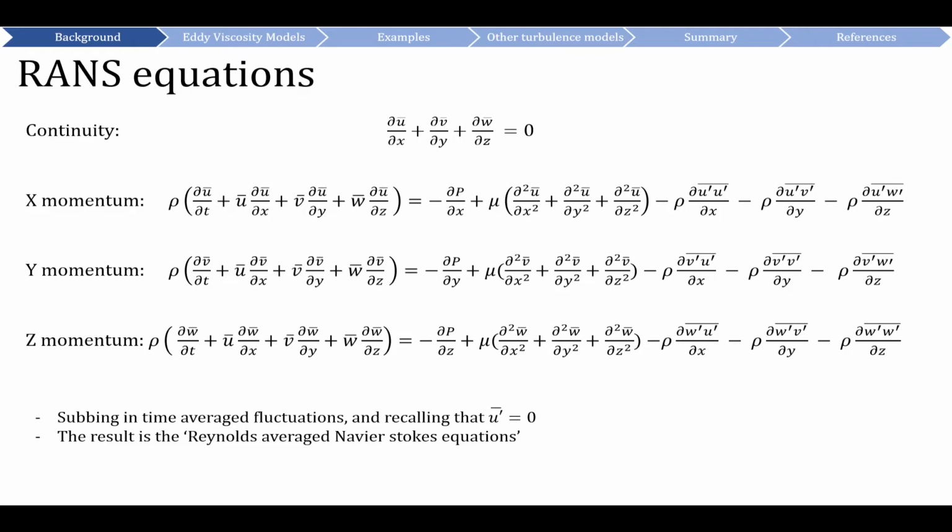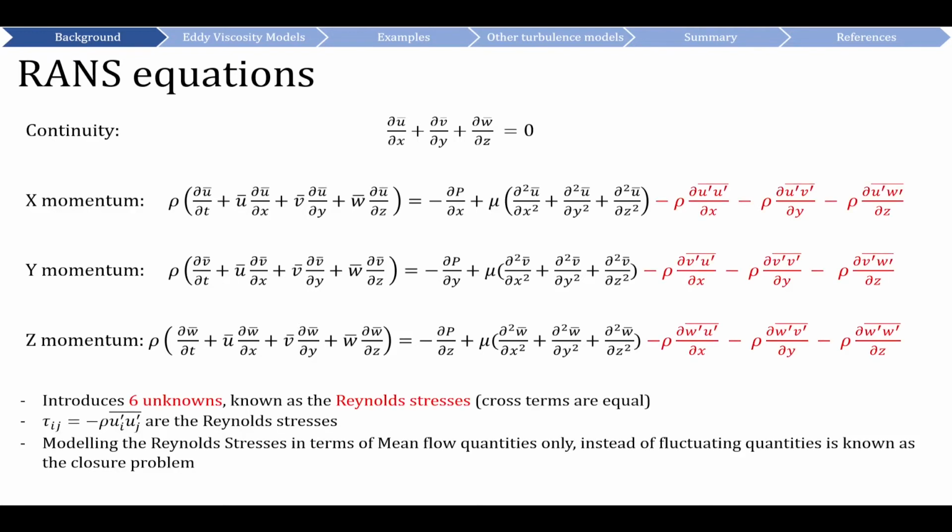In doing this decomposition into mean and fluctuating components, we introduce these extra unknown terms. Even though there are 9 terms here, this is actually 6 unknowns that we need to solve for, because our cross terms are equal. So if you count this up, we have 6 unknown terms here, and these are generally called the Reynolds stresses, and they're usually written like this in suffix notation. If we can solve for these Reynolds stress terms, then we can solve the RANS equations and determine our mean flow quantities, which is what we want.